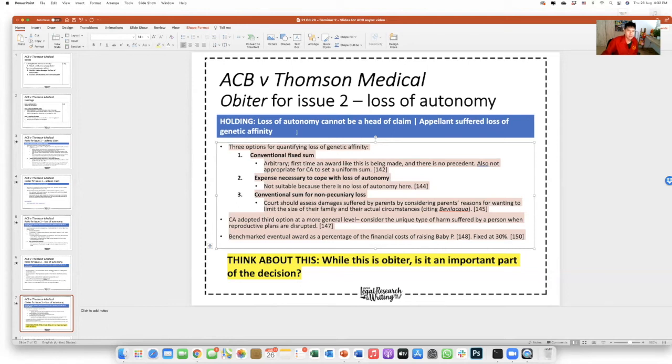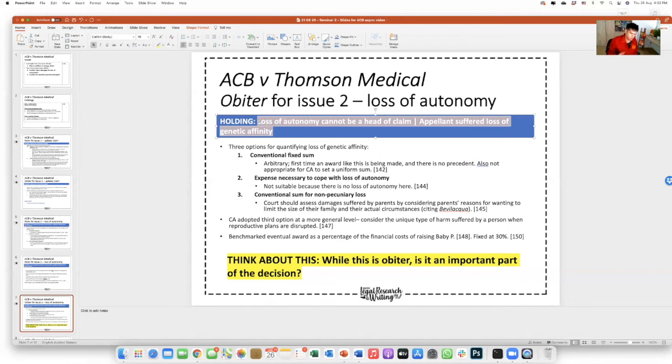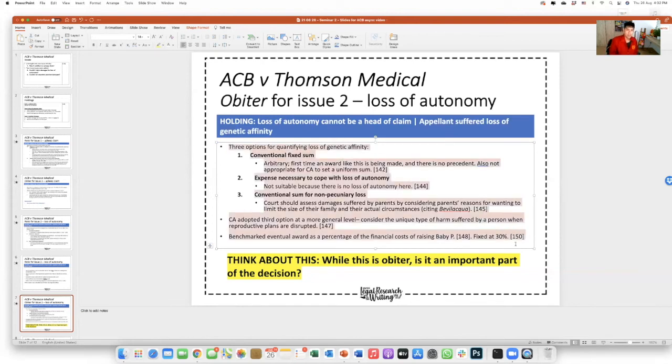But in this case, because we chose not to frame the issue and the holding from the perspective of quantum of compensation, I would say that this discussion about quantification is not ratio, but rather obiter. So this is a very good example of what I said earlier, okay, about how the line between ratio and obiter can sometimes be blurred depending on how you phrase or frame your issues and your subsequent holding, right? But I do invite you to think about this, okay?